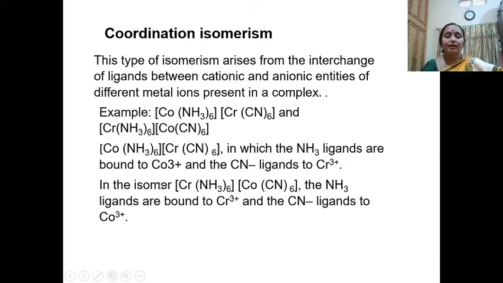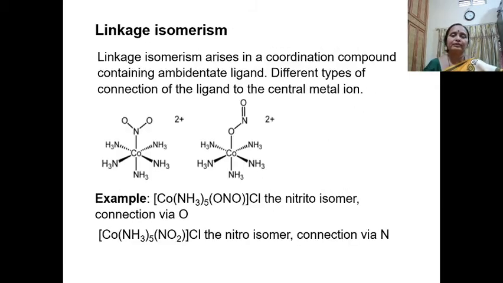But in this complex, the composition remains the same, but there is an interchange. Now here ammonia molecules are attached to the chromium ion and cyano groups are attached to the cobalt ion. Such complexes which have the same composition but differ only in the interchange of ligands between the cationic and anionic entities are called coordination isomers.